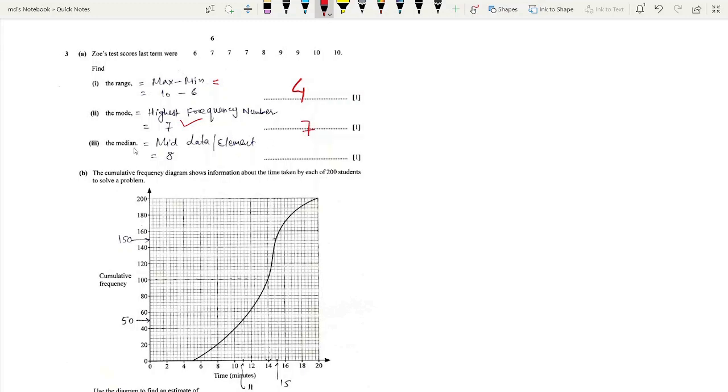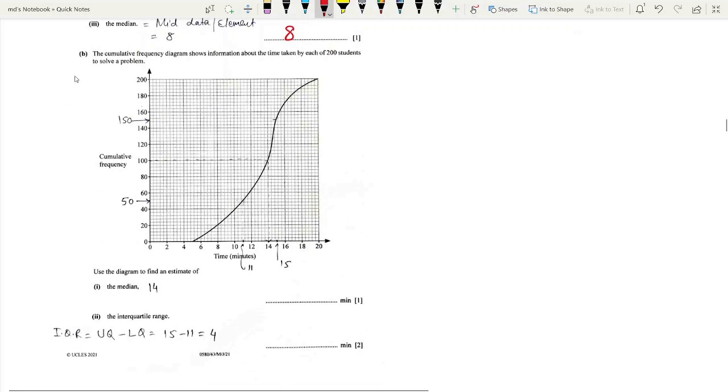Median. Median means middle value. How many numbers are there? 1, 2, 3, 4, 5, 6, 7, 8, 9. So 9 numbers. From left side it is 5th position, and from right side also it is 5th position. So yeah, 8 will be your median. So mid data or mid element, that is 8.